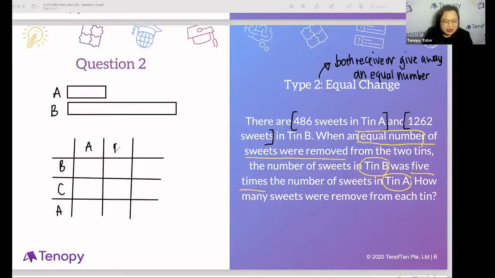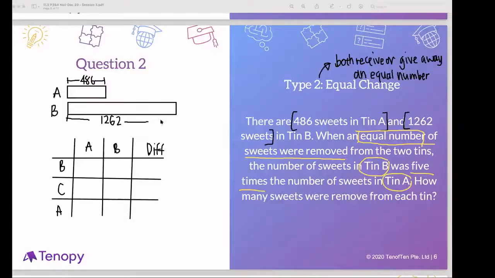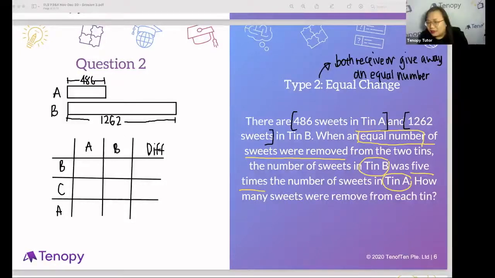Okay, so let me go through the model and the table with you. I'll go through both of them and you can pick which one you prefer, and make sure that you get the right model drawing or the right table filled with the right details. So let's take a look at the model. I know that Team A is 486. I know that Team B has 1,262. Anybody help? Hong Jie, I realize that you've been raising your hand. Let me unmute you.